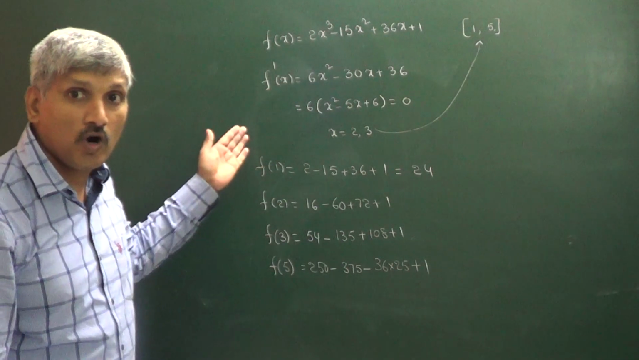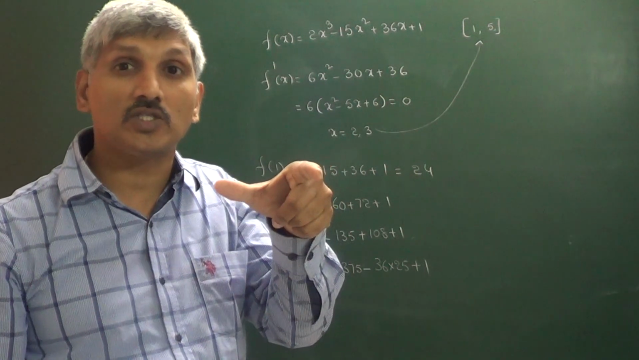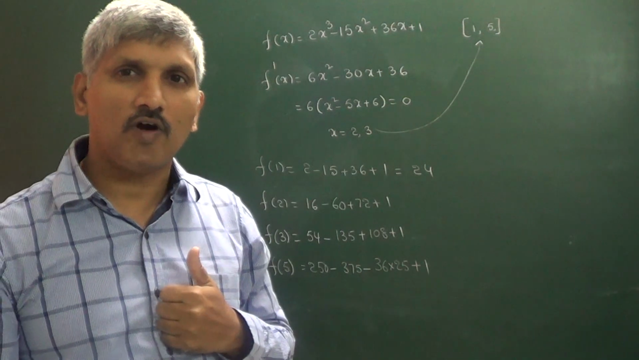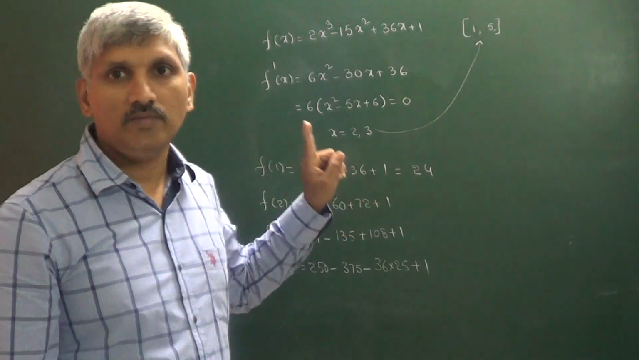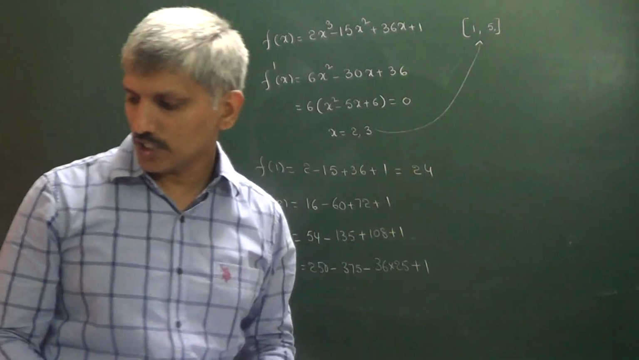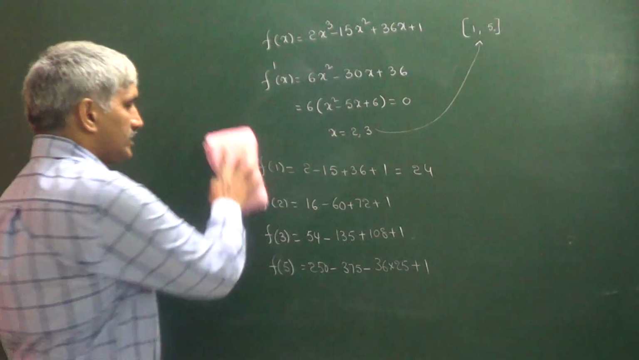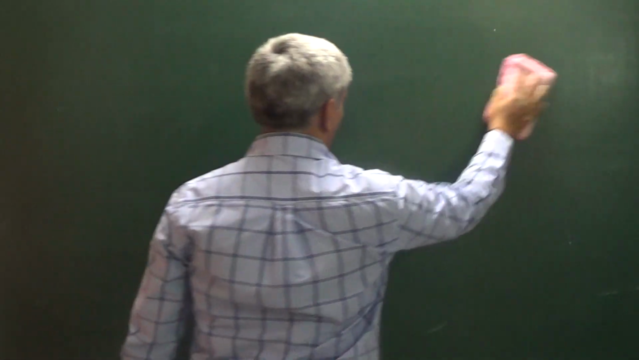Now check, among all these values, which value is the maximum? That is the global maximum value of the function. Which value is the minimum value? That is the global minimum value of the function in the given interval. So that is the way of finding global maxima and global minima value of the function in the given interval.